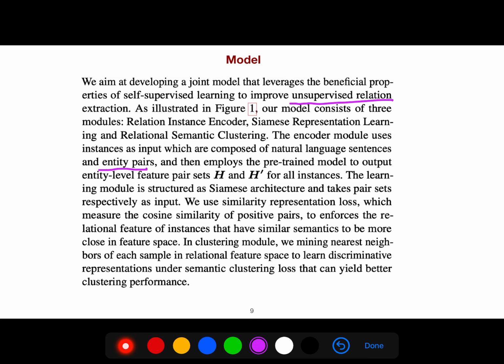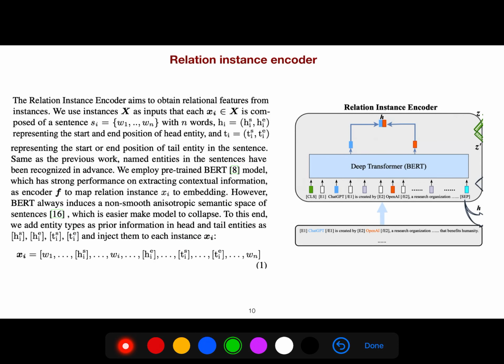The encoder module takes instances as input, which are composed of natural language sentences and entity pairs, and then employs the pre-trained model to output entity level features, pair sets H and H prime for all instances. The learning module is structured as a Siamese architecture and takes the pair sets respectively as input. And we use similarity representation loss, which measures the cosine similarity of positive pairs to enforce the relational features of instances that have similar semantics. In the clustering module, we're mining nearest neighbors of each sample in relational feature space to learn discriminative representation under semantic clustering loss and can yield better clustering performance.